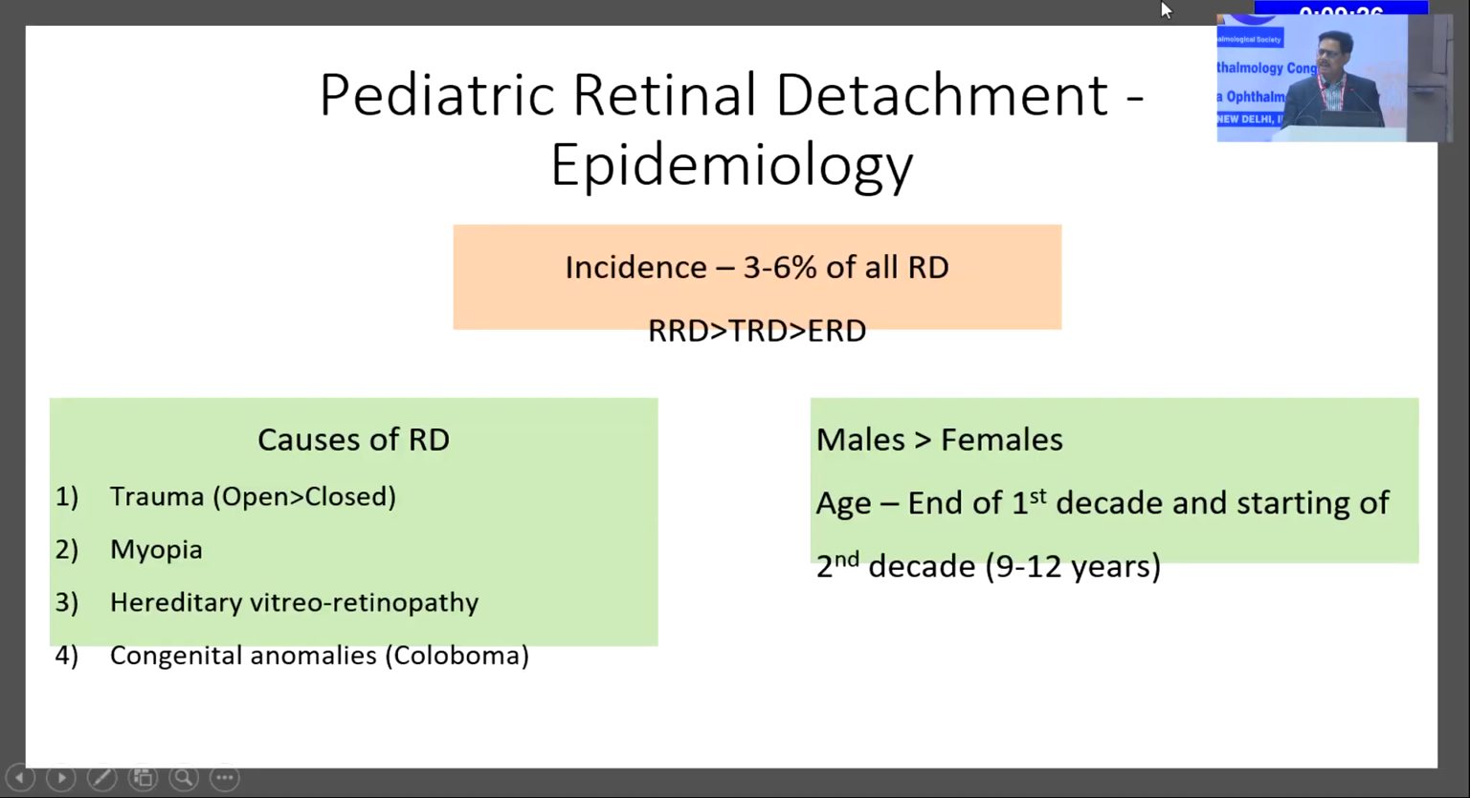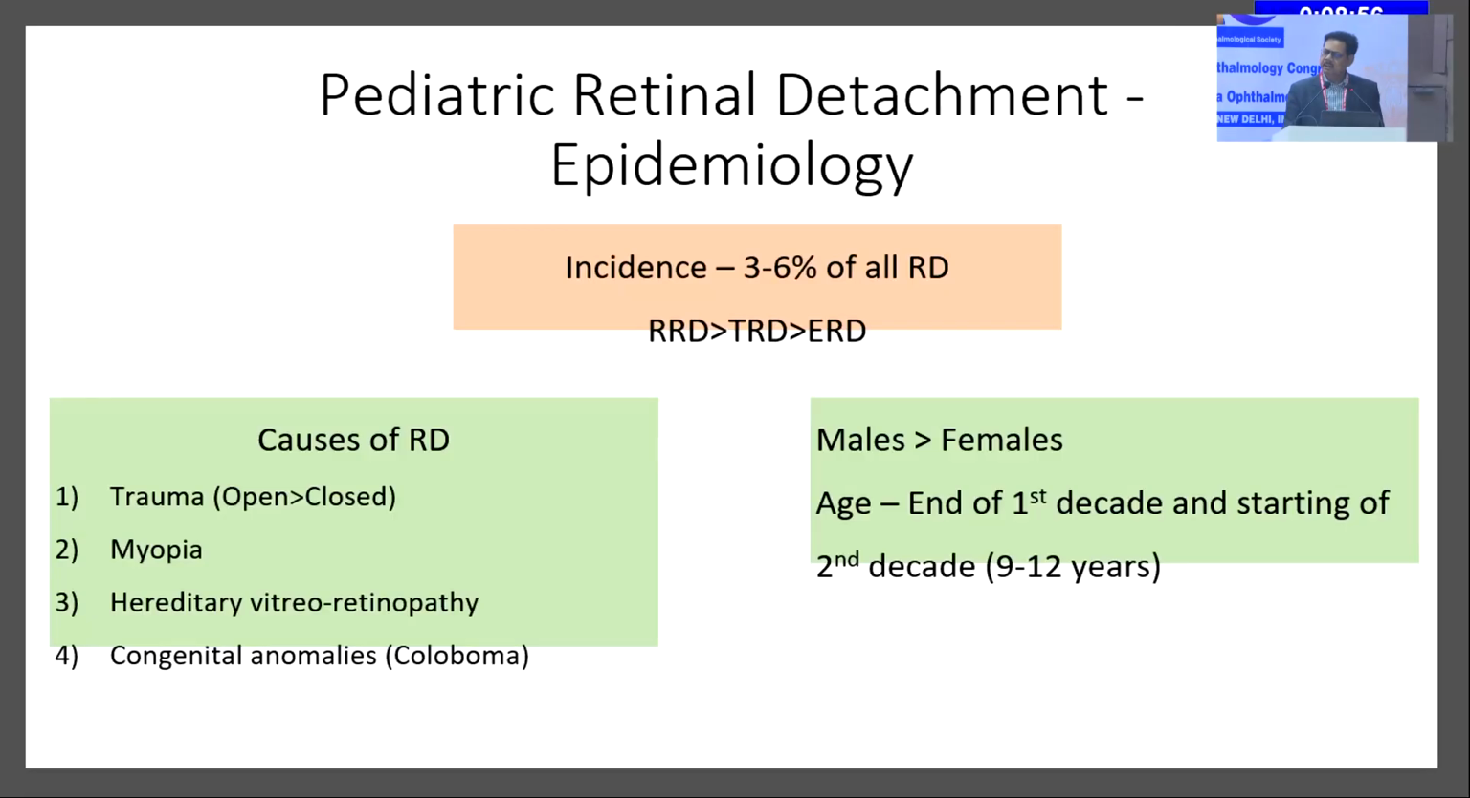The main cause of retinal detachment in the pediatric age group is trauma. Trauma is a sizable number of these children who have retinal detachment. Next is myopia, then vitreoretinopathy. We also have retinopathy of prematurity, and of course, coloboma-related retinal detachments.